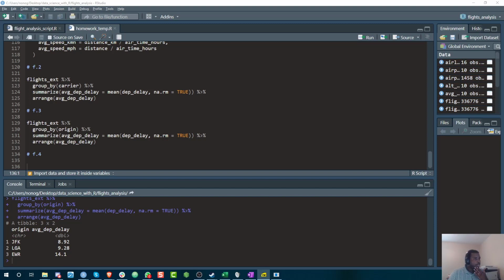Compute a monthly average departure delay in each airport and recommend an airport of origin for his flights in each of these months. If you'd rather have the business guru as a lady, just say her. Okay, so we've got flights extended here.